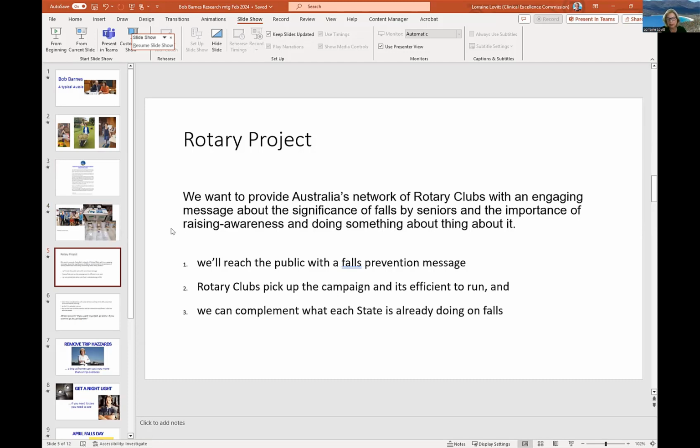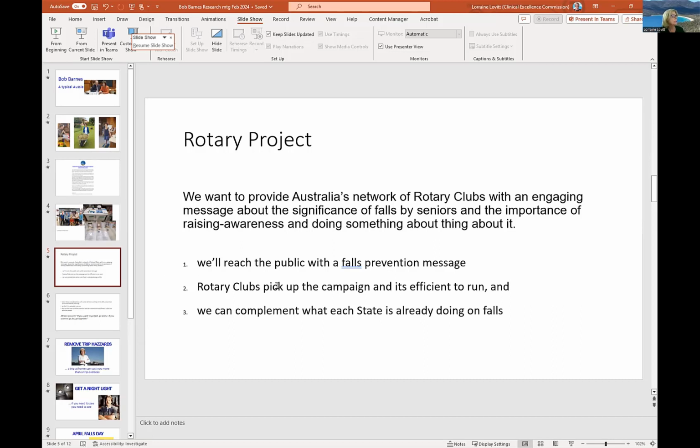He's an active member of a Rotary club up near where he lives, and he feels that by developing a series of resources and means to promote to other Rotary clubs, encouraging them to go about running their own campaigns as well, supporting local communities. So he's looking at developing the resources for Rotary clubs to pick up the resources that they're doing and really complementing each state in what they're doing with falls.